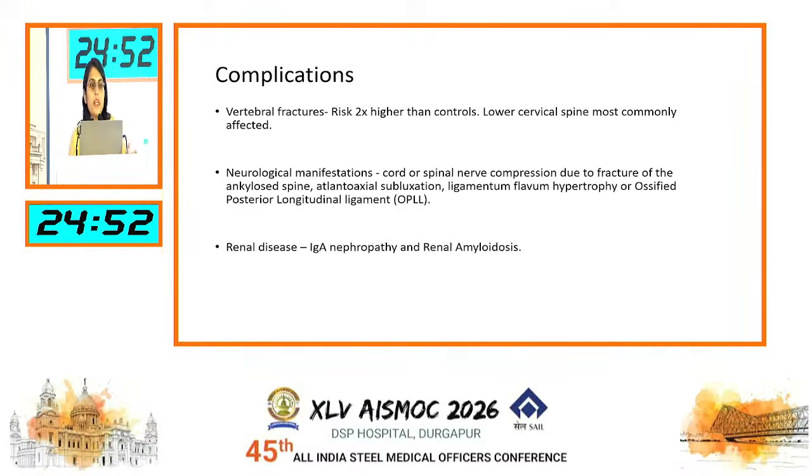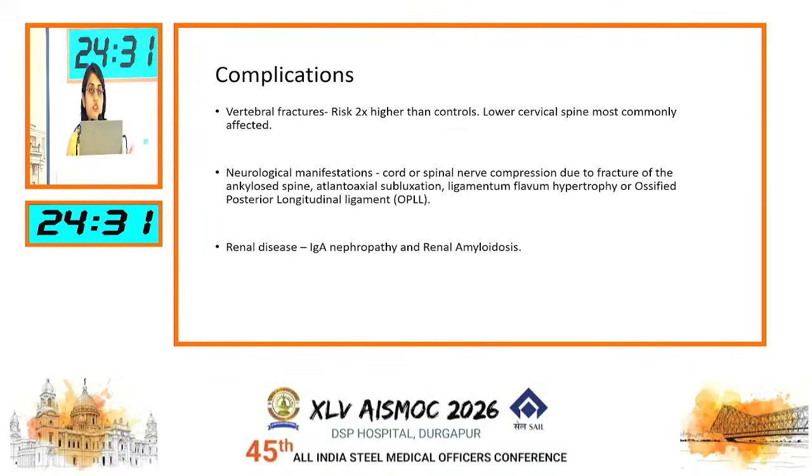So what are the complications we usually get? First is vertebral fracture, not at all uncommon. We definitely get a lot of patients, mostly the lower cervical or the upper dorsal spine is involved, because anyhow the spine is fixed, osteoporotic, and with some easy twist or fall, patients get to have vertebral fracture.